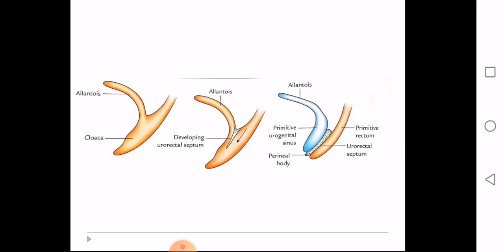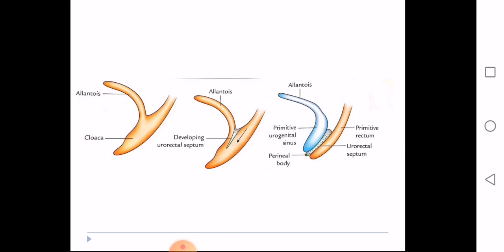So a septum that is arising between the angle between the allantois and the cloaca, it is growing downwards. And then it is dividing the cloaca into two parts completely, an anterior part and a posterior part. So the part ventral to the urorectal septum is called the primitive urogenital sinus, and the dorsal part is called the primitive rectum.